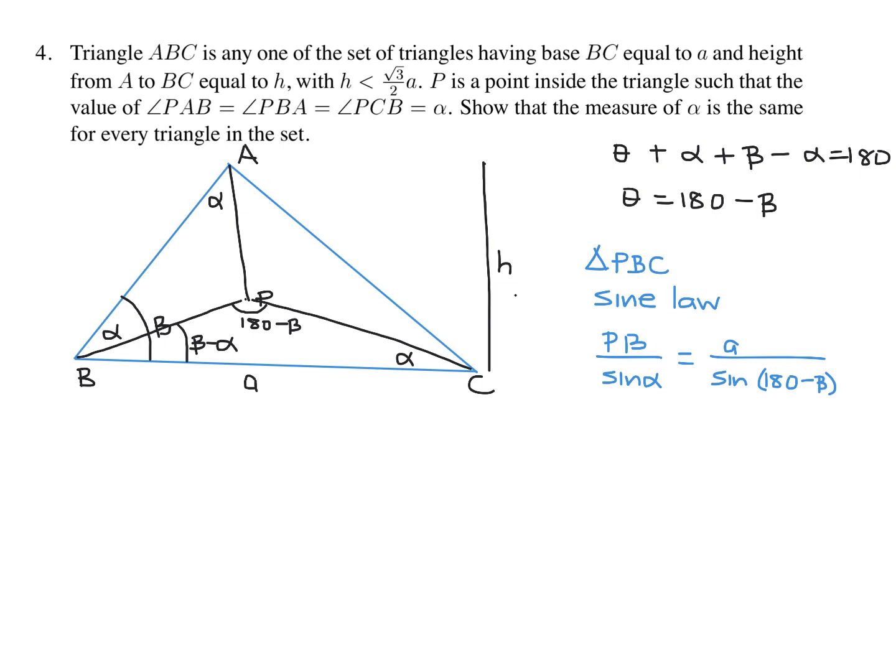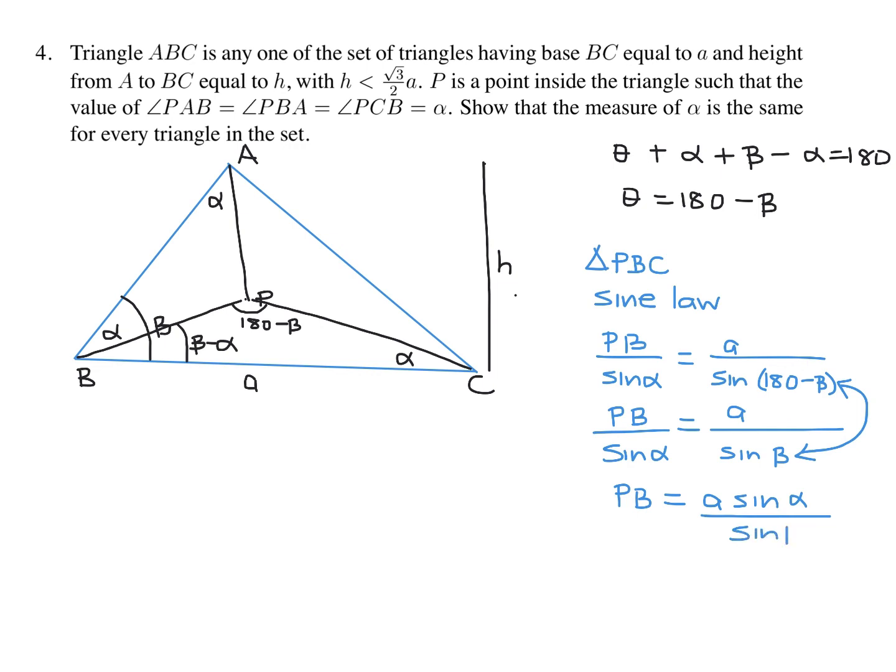And that is, well, sine of 180 minus beta is the same as sine of beta. That's one of those trig properties. So I can just put that in there. These two are equivalent. Okay, so PB over sine of alpha is equal to A over sine of beta. And if I isolate for PB, and I bring the sine of alpha up top, then I get this: A times sine of alpha over sine of beta. Okay, so this is my equation number 1.